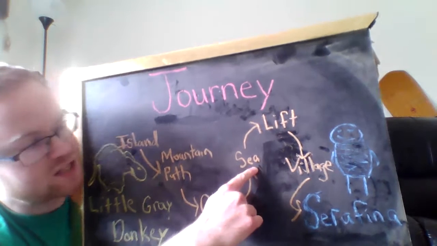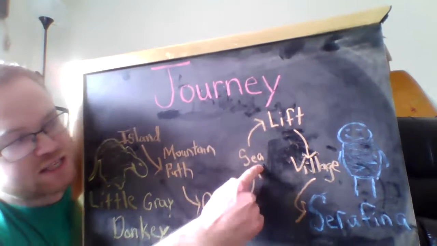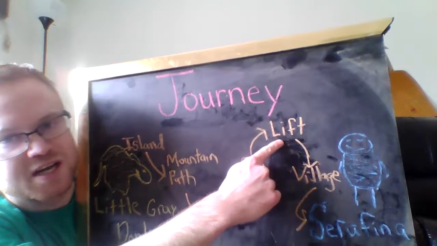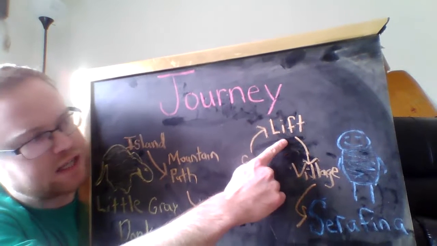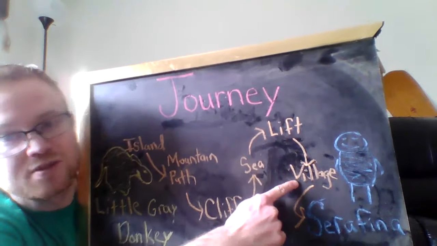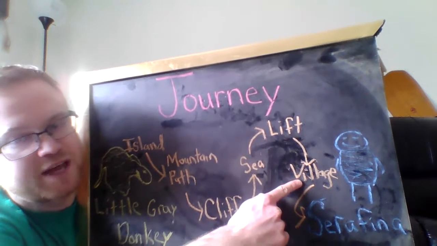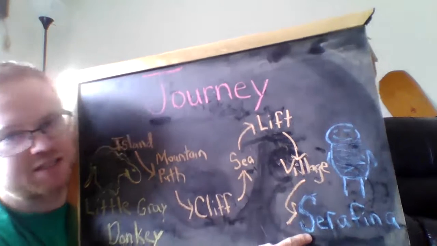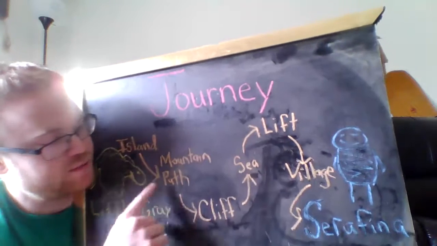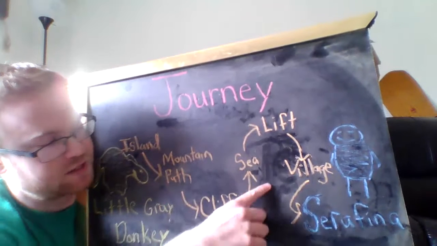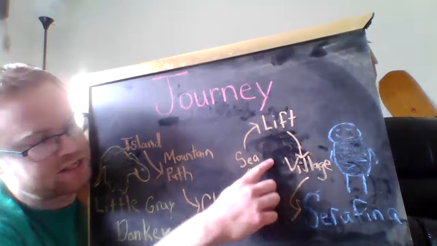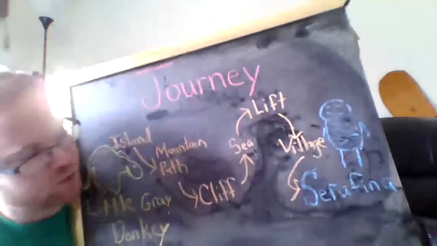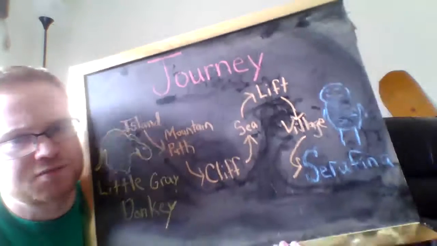Once he got to the sea, he sailed in a boat to the rusty lift. Once he got to the lift, he lifted himself up to the village. And once he got to the village, he finally found his friend Seraphina. So there were many different settings that took place in the story, right? We know that the reason he took his journey was to find his friend.